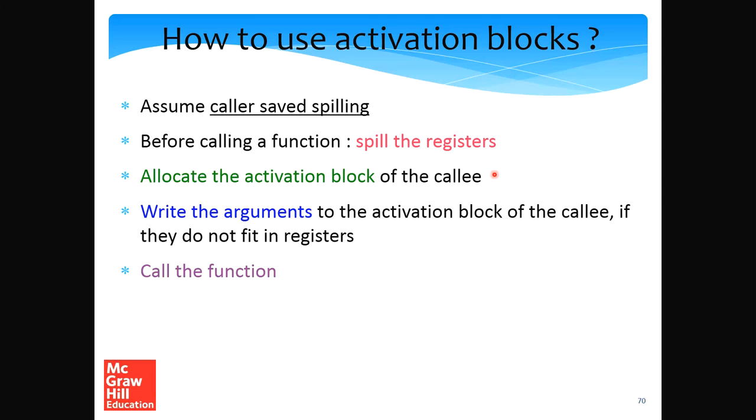So let's say that we have caller saved spilling. So before calling a function, we spill the registers. Then we allocate the activation block of the callee. We write the arguments to the activation block of the callee. If they don't fit in registers, if there are one or two arguments, they can always be passed via registers. But if there are more than one or two arguments, then these arguments need to be passed via memory. And the way we do that is we write the arguments inside the activation block of the callee, and then we call the function. So just to illustrate how this works, let me draw a small diagram.